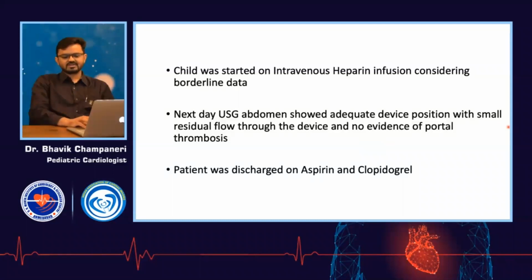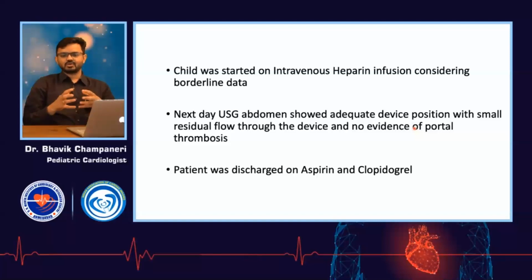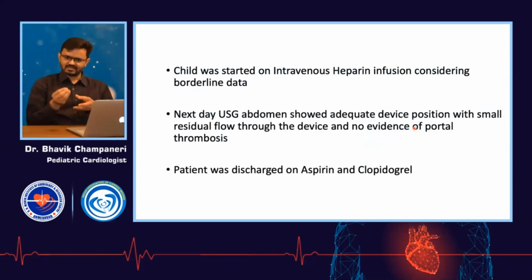Position was adequate, but there was a residual flow through the device. So that was alarming, but at the same time, maybe the child was lucky enough that it became like a staged procedure. The shunt was not totally occluded, there was some residual flow. We were worried about the 25 millimeter mercury portal venous pressure, but the residual flow gave some time to this child so that he doesn't go into decompensation.